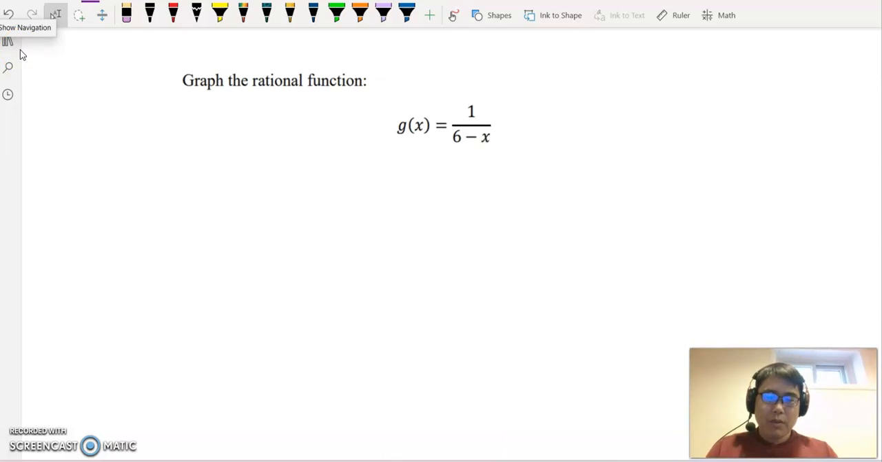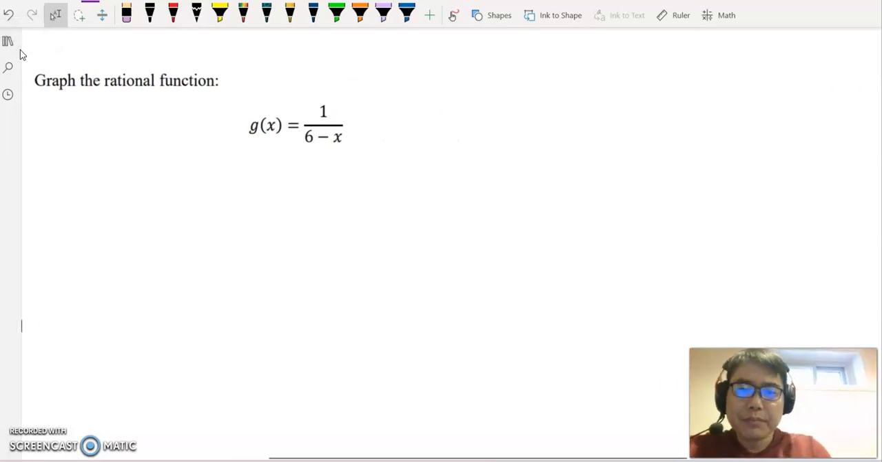So this time we graph the rational function. Okay, so please look at the given g(x). So g(x) equals 1 over 6 minus x, right? Okay, and based on that, we can determine the vertical asymptote and the horizontal asymptote.